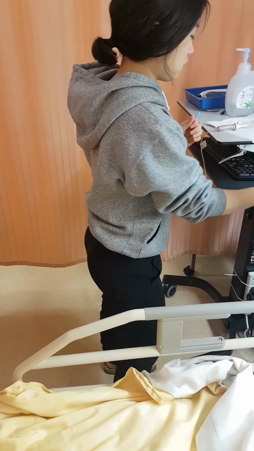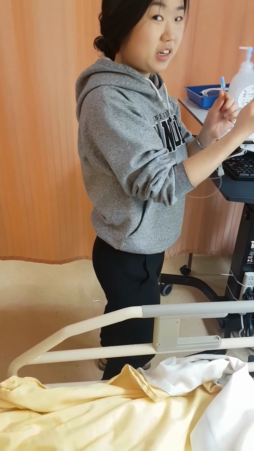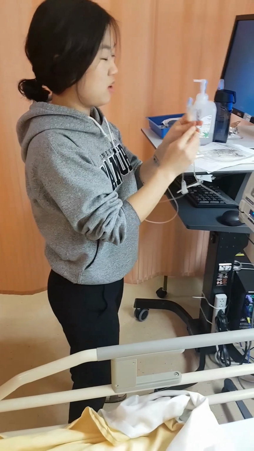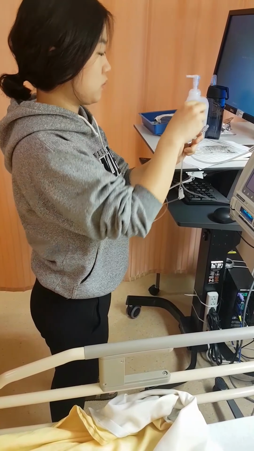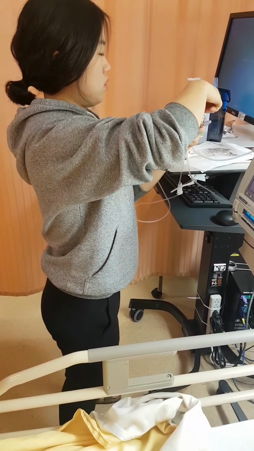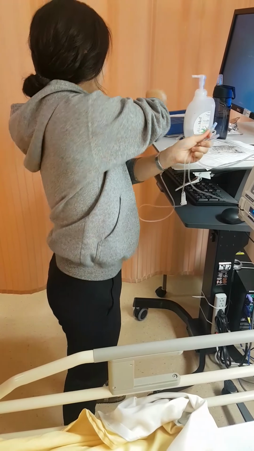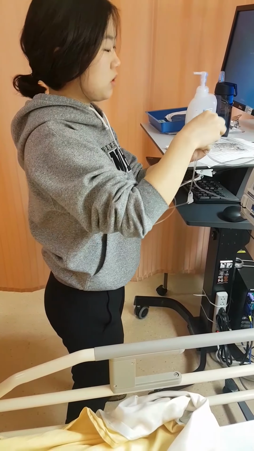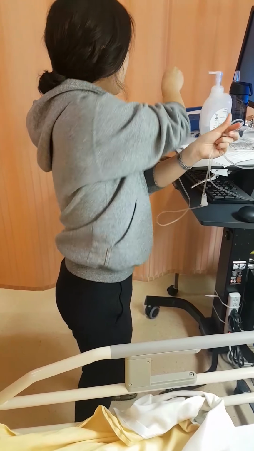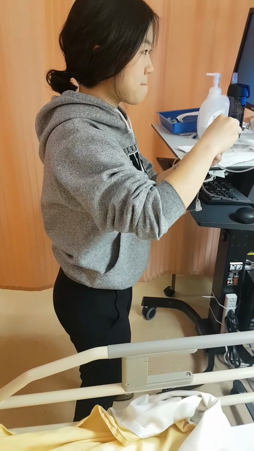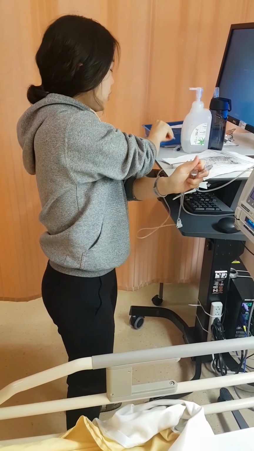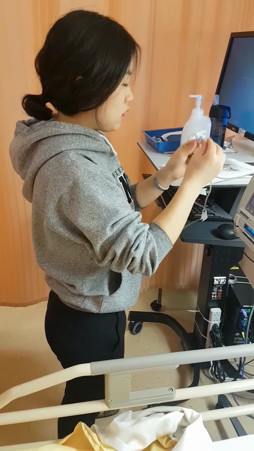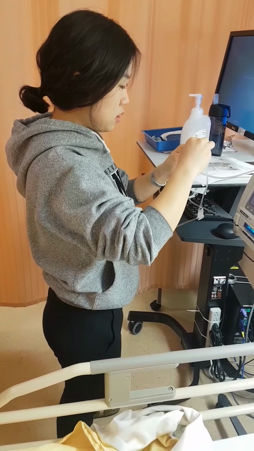Okay, so I'm going to take this line here from the primary line, and this is the port that's most distal to the patient. And before I do that, I'm going to swab the port for 30 seconds and let it dry for 15. I did the first time. Take off the cap, being careful not to break sterility. And now it's dry, so I'm going to put it in.